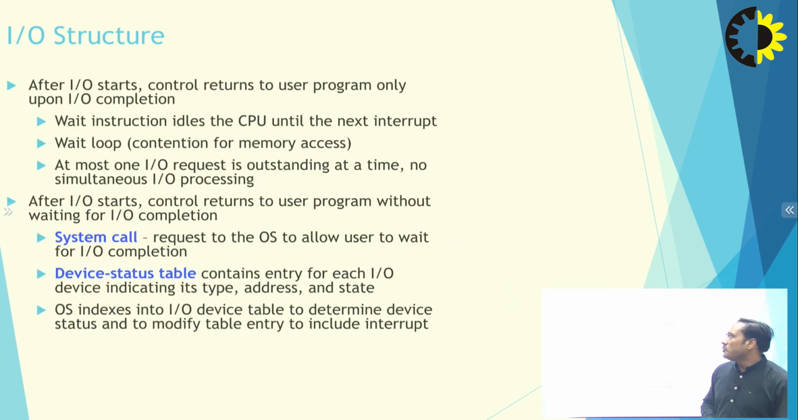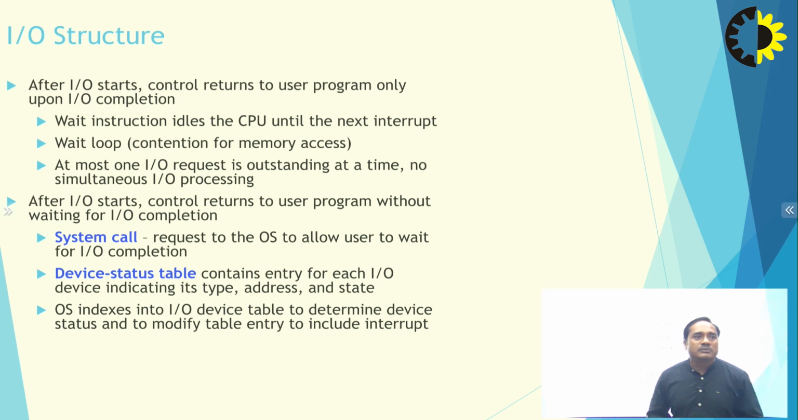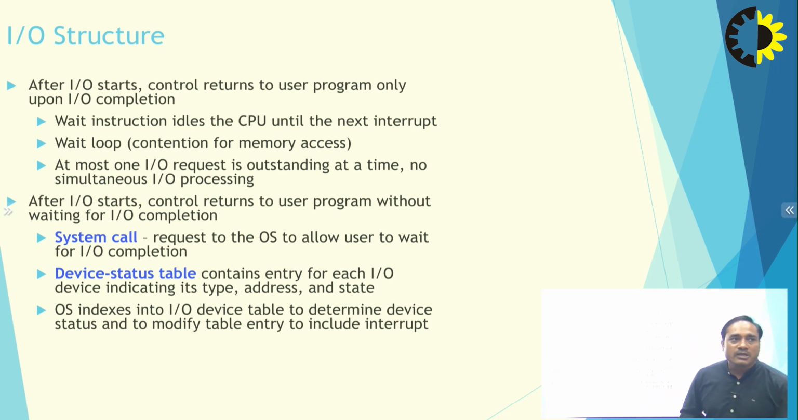What is the input output structure? The input output structure is basically performed by the OS. The wait instruction idles the CPU until the next step. So if one instruction is running, the second will wait until the first one is complete. If the second is complete, then you move to the third one. So the processes are going to execute one by one on the basis of the request.